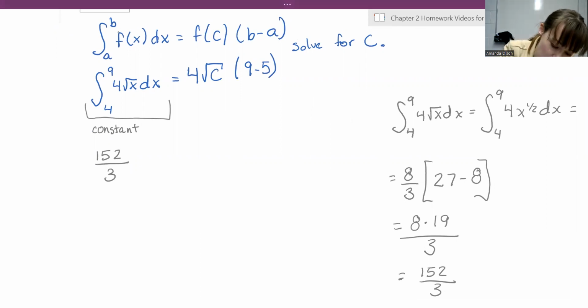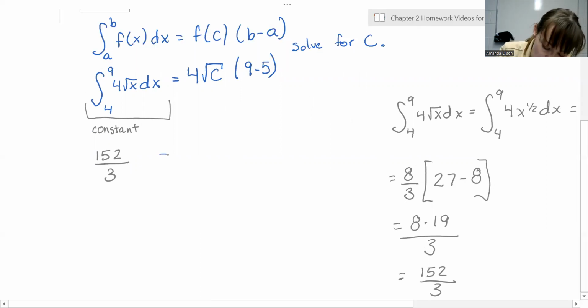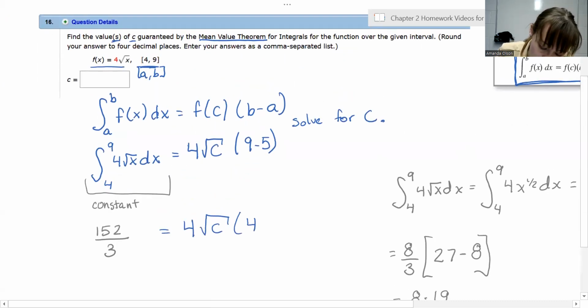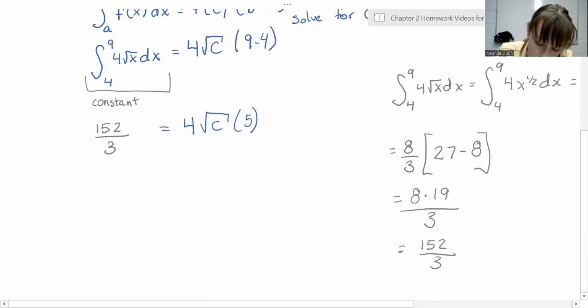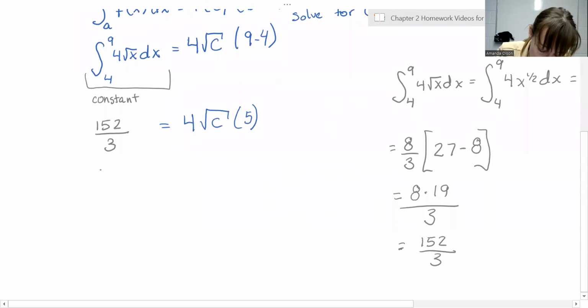So it's a constant, that's nice. And then we still have on the right-hand side 4 times square root c, and then 9 minus 5, oops, that should be a 9 minus 4. 9 minus 4 becomes 5. You may have caught that earlier in the video. So then now we just want to solve for c. It looks complicated with that square root, but really it's not. We get 152 over 3 equals 20 square root c.